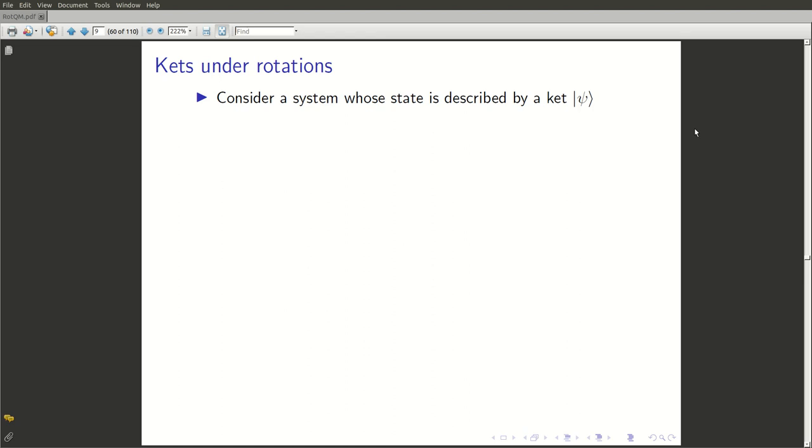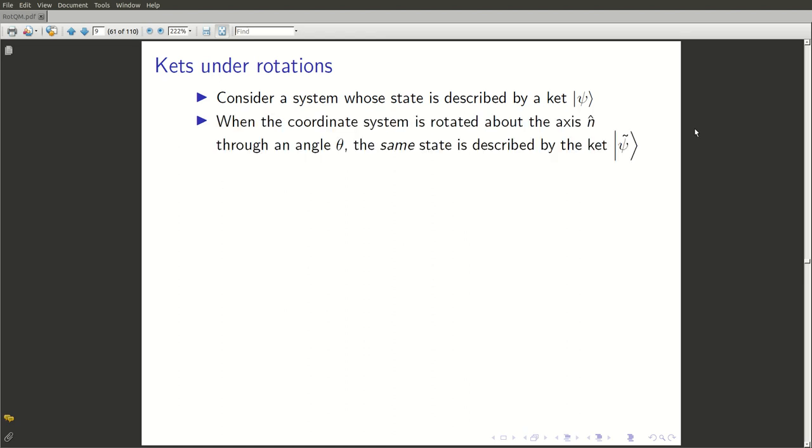three-dimensional systems, could be some complicated two-component object or a four-component object, or for all you care, some much more abstract quantity, but something which describes a state of a quantum system. When the coordinate system is rotated about a general axis n hat through an angle theta, the very same state is described by a new ket, the ket denoted by psi tilde.